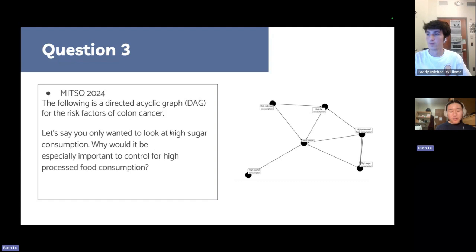So let's say you wanted to only look at high sugar consumption. Why would it be important to control for high processed food consumption? The answer is that you can see there is an arrow between high processed foods and high sugar consumption. This is because high processed foods have a lot of sugar in them. So if you include people in the study that eat a lot of processed food versus not a lot of processed food, they're going to have some confounding factors. A DAG is really good for seeing these confounding factors.